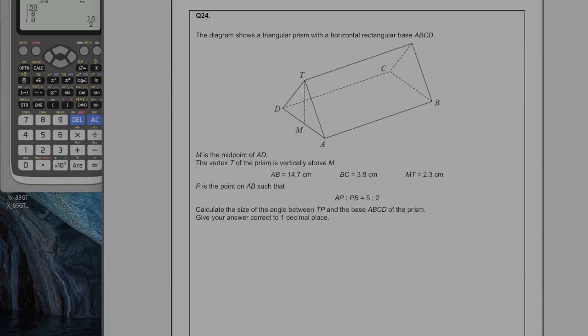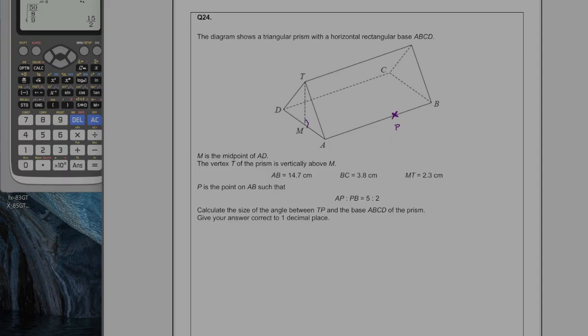Okay, question 24. The diagram shows a triangular prism with a horizontal rectangular base ABCD. M is the midpoint. The vertex T of the prism is vertically above M, so that's implying that we've got a right angle triangle there. We're given some of the dimensions. Point P is on AB such that, so we'll put that roughly there for now. Calculate the size of the angle between TP.